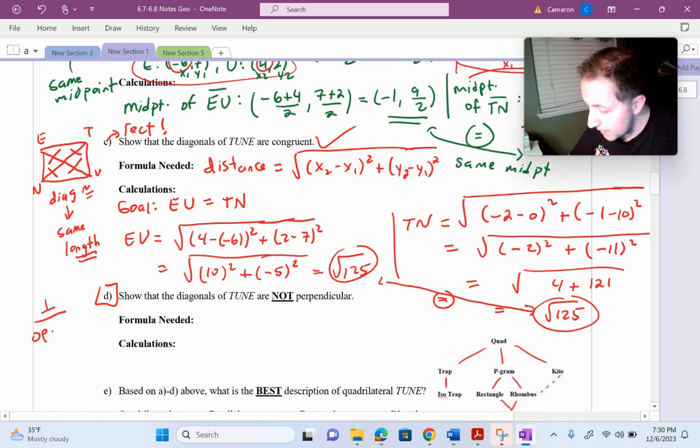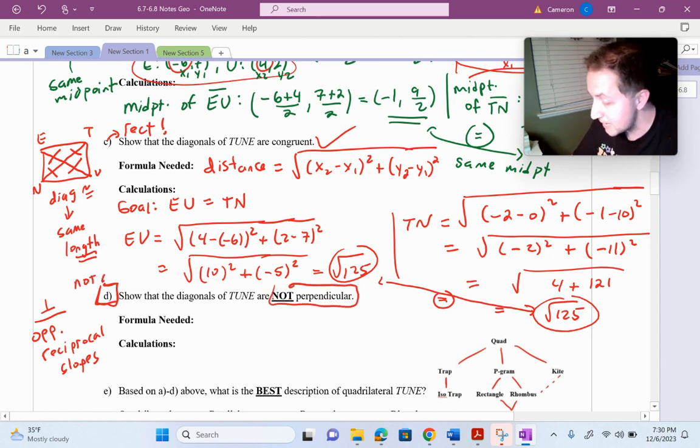Perpendicular would mean that the slopes are opposite reciprocals. And notice in this problem, it's kind of telling us going into it, we want to show that these diagonals are not perpendicular. So we're trying to show right now that this is not a rhombus. And the way we're going to do that is we're going to show that the slopes are not opposite reciprocals. So we're going to need to use rise over run to prove that.